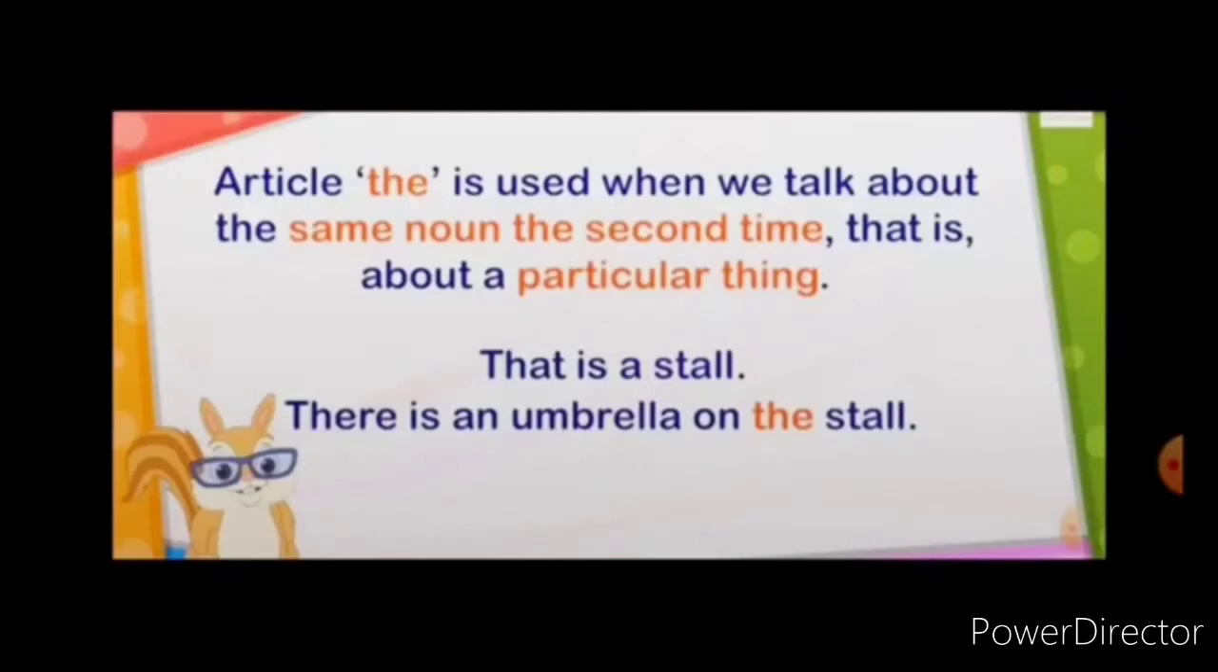So first, this is a stall. In the beginning, it was a singular noun and it was used for the first time. So we have used a, that is an indefinite article. Next, an umbrella. Umbrella, article an we have used. That is an indefinite article. Next, come to the next one. A stall. Already we have used the indefinite article a. Then again we have used the same noun in the sentence. So we have used the definite article the. So it is the stall.